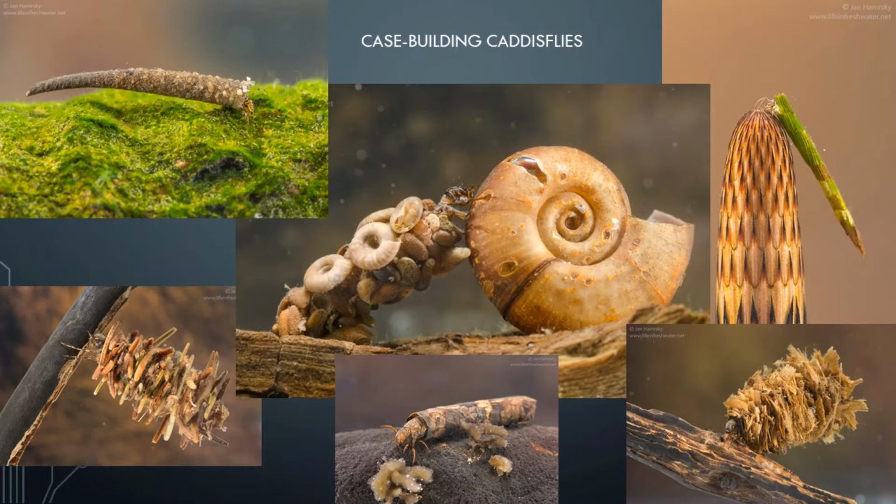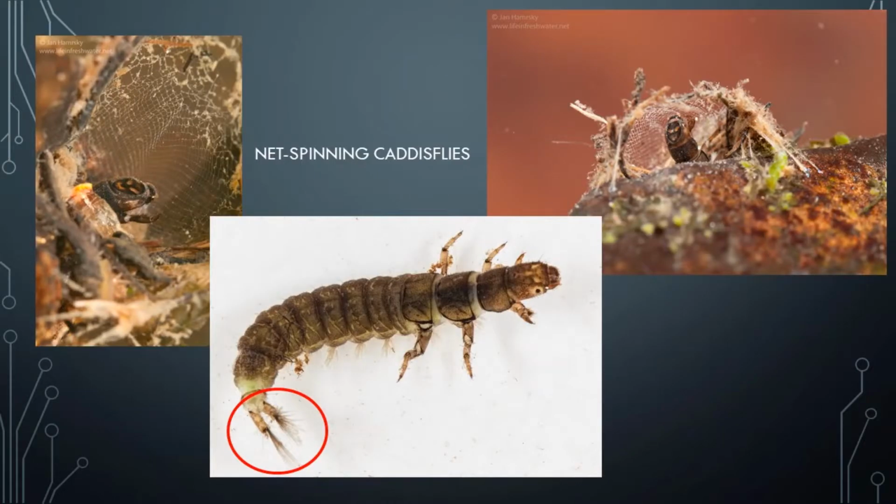Case-building caddisfly larvae are the ones we want to focus on because they are sensitive or intolerant to pollution. So look out for net-spinning caddisfly larvae. These caddisflies don't make cases and kind of look like they have a tuft of hair on the end of the abdomen. These caddisflies are tolerant to pollution, and their presence indicates that there is likely organic pollution in the creek when they occur in large abundances and when there is a small amount of other macroinvertebrates present.